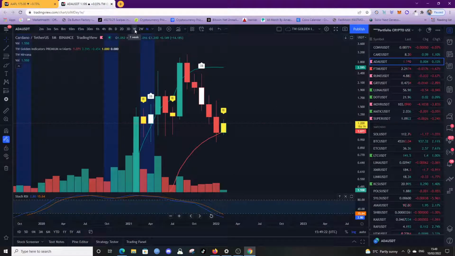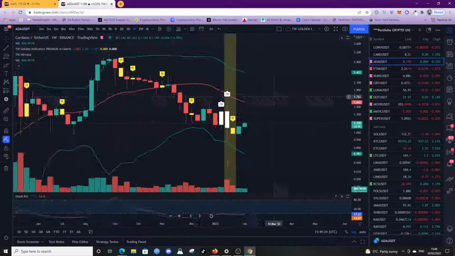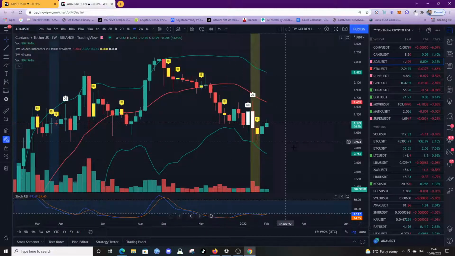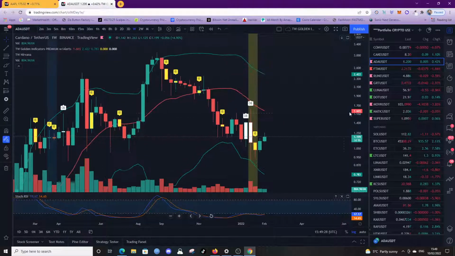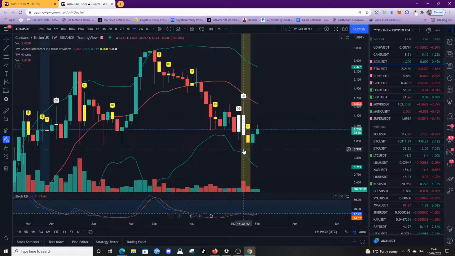Go to the weekly. See, we've come all the way down. Two outside bars at the bottom of the Bollinger Band. An inside bar, which is a hammer. Makes the Holy Grail pattern. That's what that yellow is symbolizing. We're not looking at that.